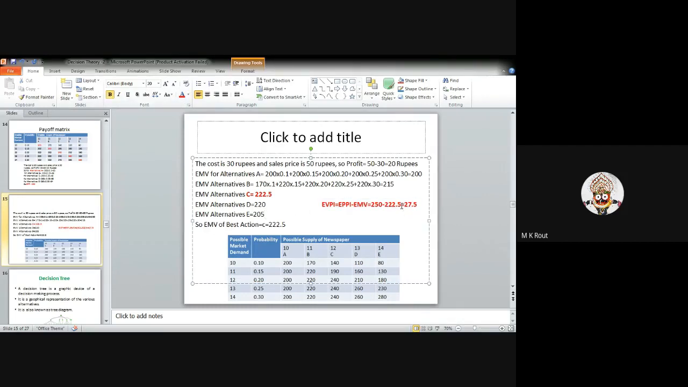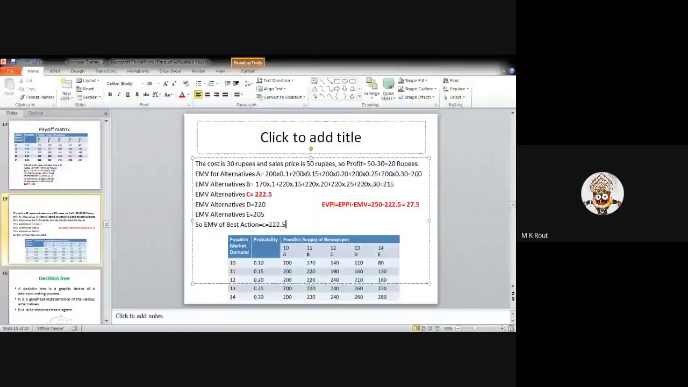Is it clear to all? Yes, sir. Okay. That is 27.5 is the EVPI, that is expected value of perfect information. That is the answer. Okay. Next move. Shall I move to the next one?